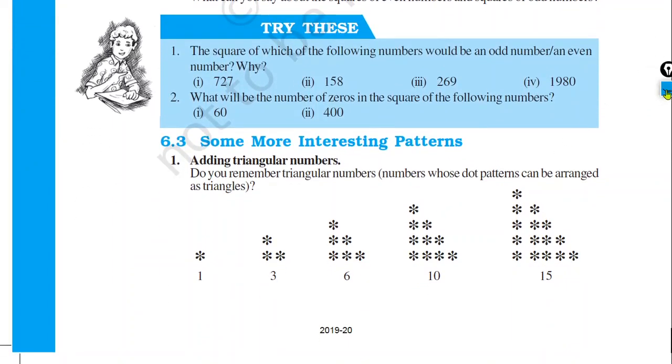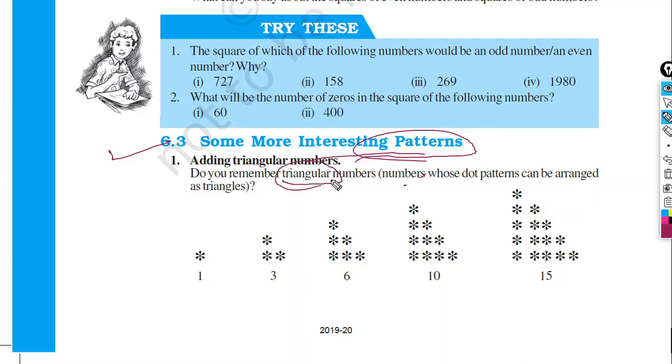Okay, here are some beautiful and interesting patterns. Now we will have a look at these interesting patterns. So what are the patterns? Look at it. First, we will arrange the numbers in some pattern. What type of pattern? Triangular pattern. So we also call these numbers triangular numbers.